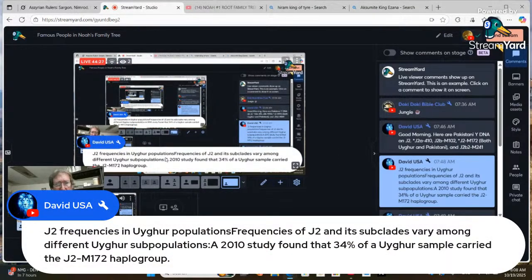J2 frequencies in Uyghur populations. Oh, yeah, I was supposed to do a study on J2 that David wanted me to do. Subclades vary among different Uyghur subpopulations. Okay, J2 frequencies: 34% of the Uyghur sample carried J2 M172, which is a huge percentage today. That's why they actually look kind of Jewish if you look at the Uyghurs.